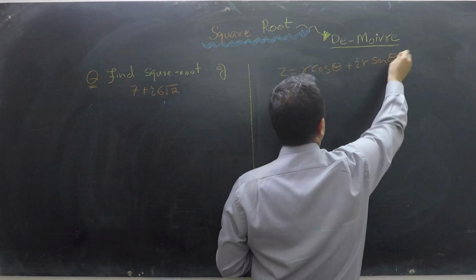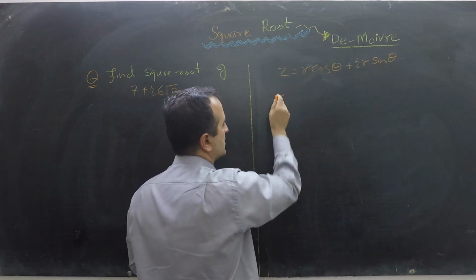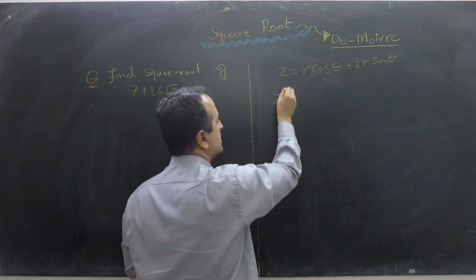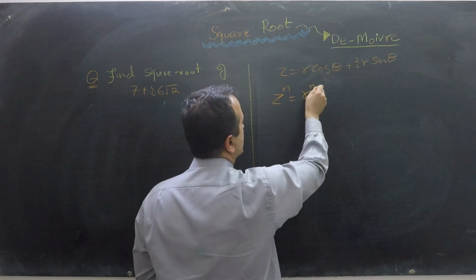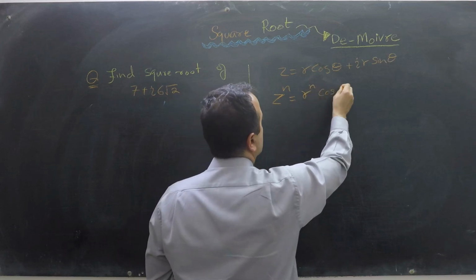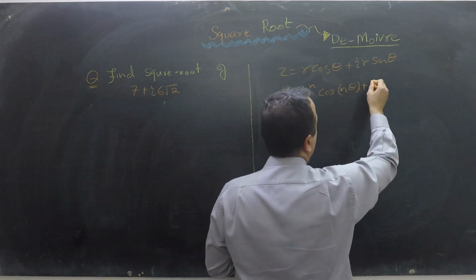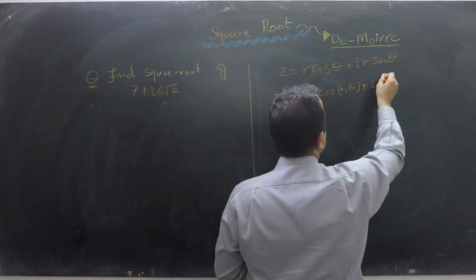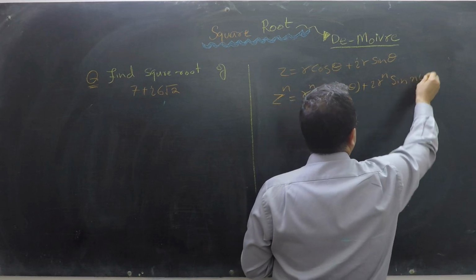sin theta, then I can calculate any power of that number, let's say z^n, as r raised to power n cos n theta plus iota r raised to power n sin n theta.